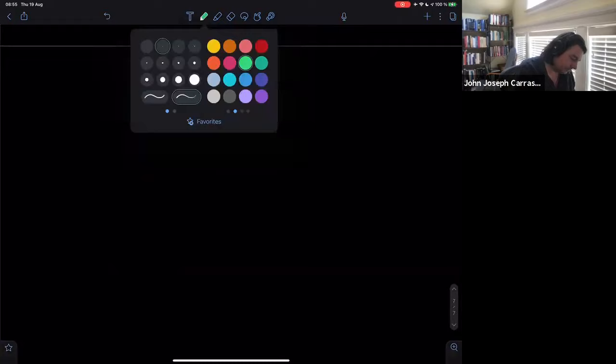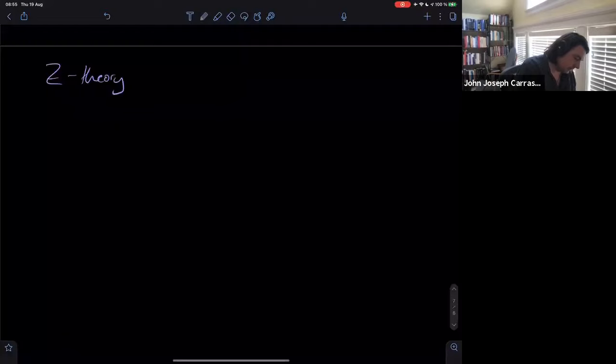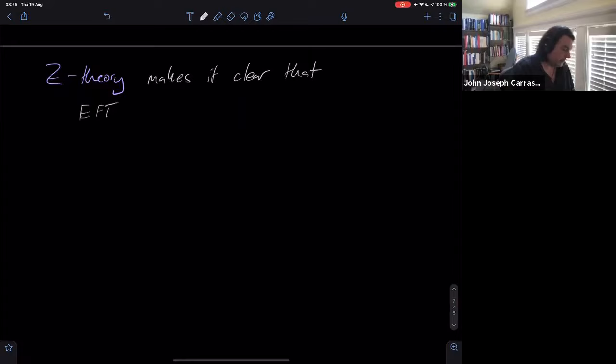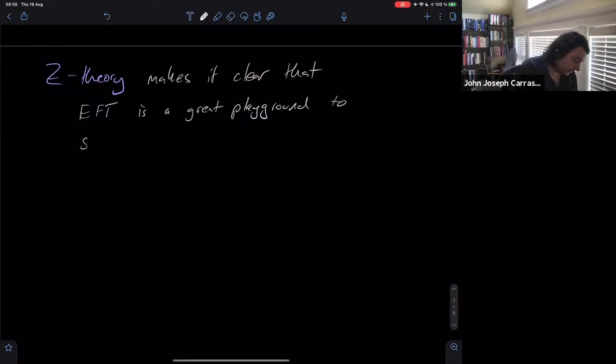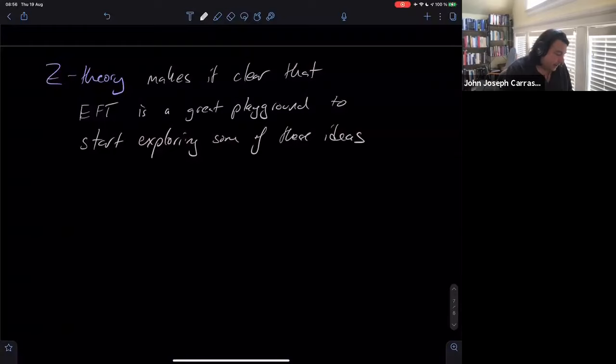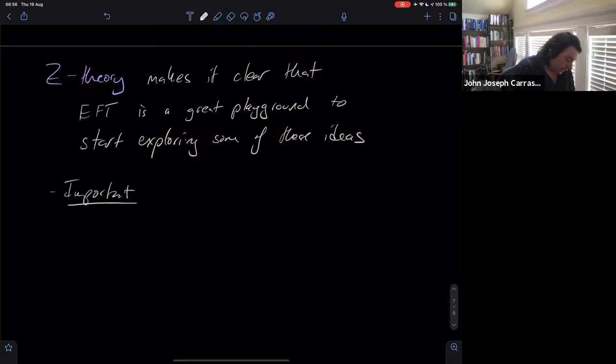So what was clear is that D theory makes it clear that EFT, that effective field theories, with higher derivative counterterms, is a great playground to start exploring some of these ideas. And it's important. Right, so besides the fact that ultimately we'd like to identify new physics at accessible experimental scales, there are formal questions that we'd very much like to have the answer to.